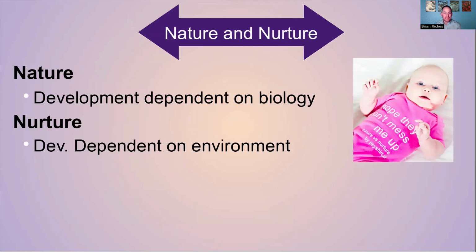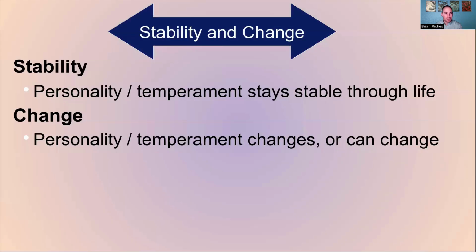So nature is basically the idea of things being dependent on biology, versus nurture, which is dependent on the environment, depending on your training or parenting or education, these kinds of things. Stability is the idea that personality or your temperament would be stable throughout your whole life, that you would meet someone at 20 and you'd expect them to be pretty similar at 27. Versus change is how much does the personality or temperament change, or can it change? So you might have your own assumptions about that right now.